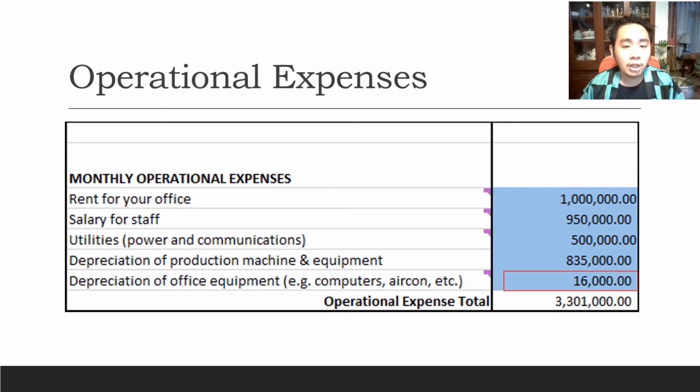These equipments are the computers, aircon, TV, or any gadget or any other type of equipment that can be used in the office. The depreciation will start when it was bought, and that is all for our operational expenses.